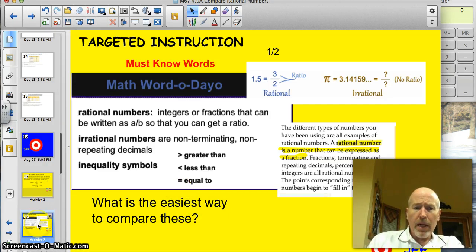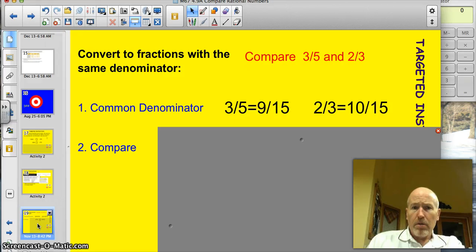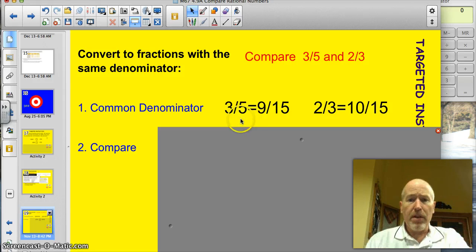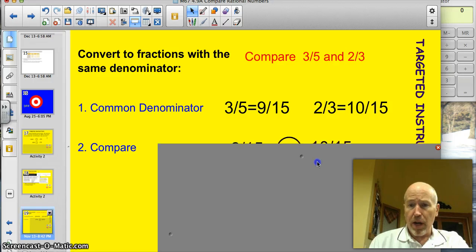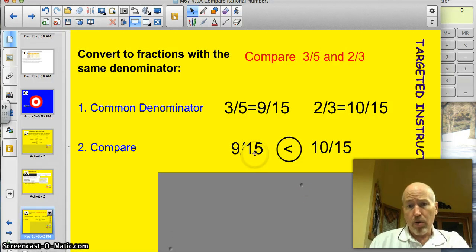Well, we got a couple of options here. Here's the traditional approach when dealing with fractions. You take and convert to a common denominator. So we have to compare 3/5 and 2/3. Well, if we use 15 as a common denominator, 3/5 becomes 9/15. That's an equivalent fraction. 2/3 becomes 10/15, which is an equivalent fraction. We know, of course, that 9/15 is less than 10/15. Okay, that works fine.